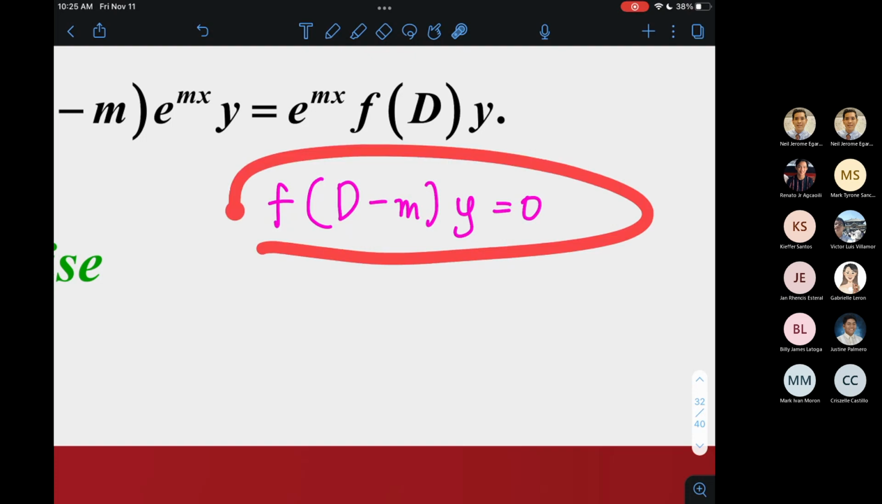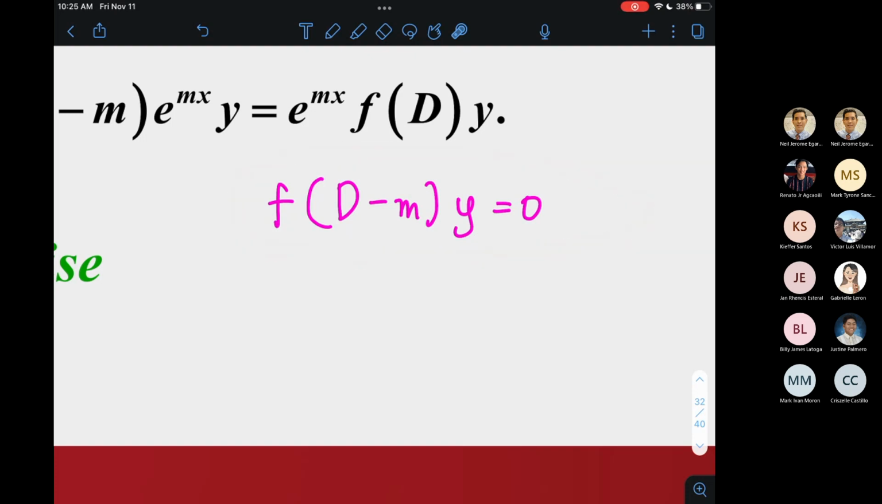So kapag ganito yung itsura ng differential equation na given sa atin, what I can do is to multiply both sides by e to the mx. Right? So i-multiply ko to ng e to the mx, f of d minus m, applied to y equals 0. And that is fine because e to the mx will never be equal to 0. So we are not reducing the equation to a trivial one. So ang ginawa ko lang, nag-multiply ako ng non-zero number, which is valid, right? Multiplication property of equality.